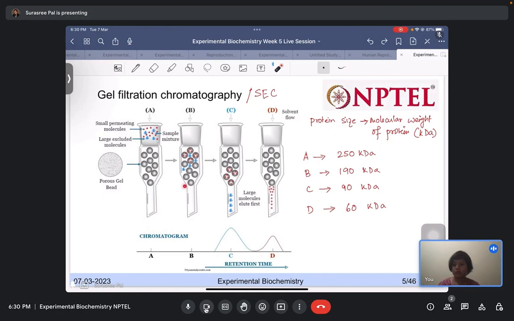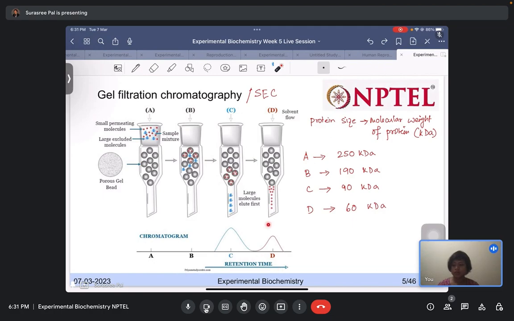So the small proteins can easily go inside the pores of these beads. But the large protein molecules will not be able to get inside the pores of the beads. This depends on the molecular weight cutoff, and above that the proteins we will not be able to resolve. So these large molecules will come out first. The protein which has the highest molecular weight, protein A, will come out first.